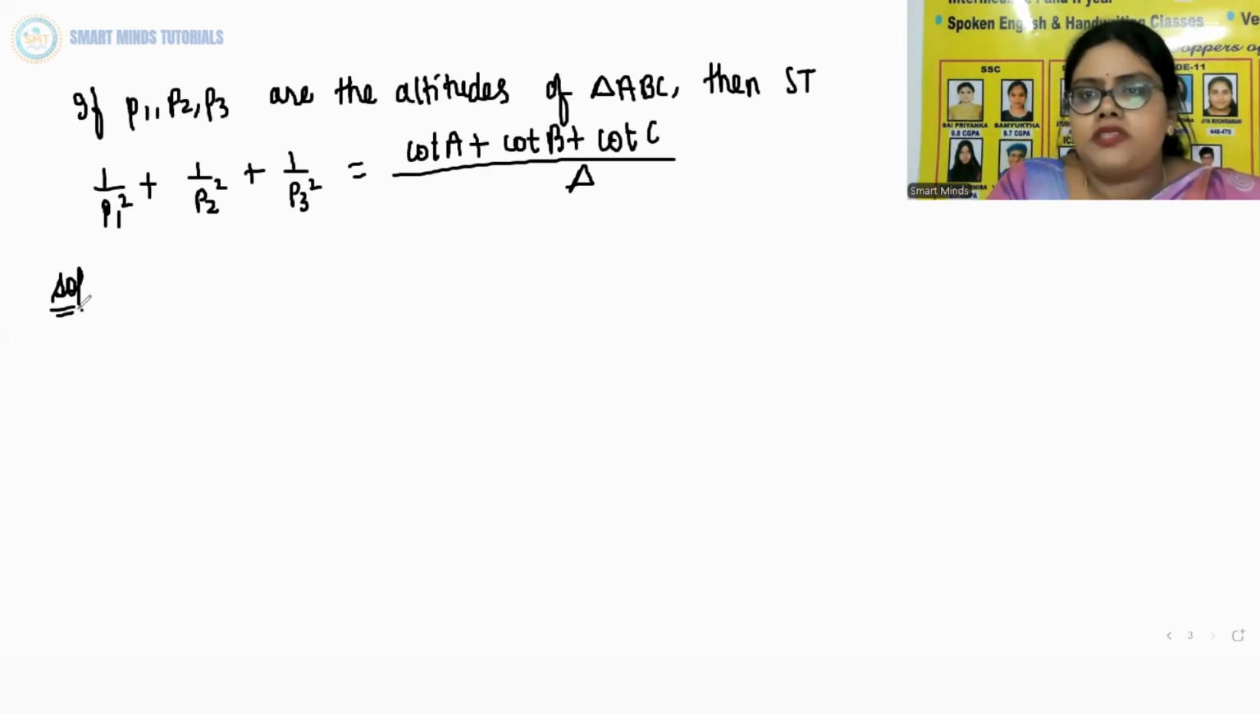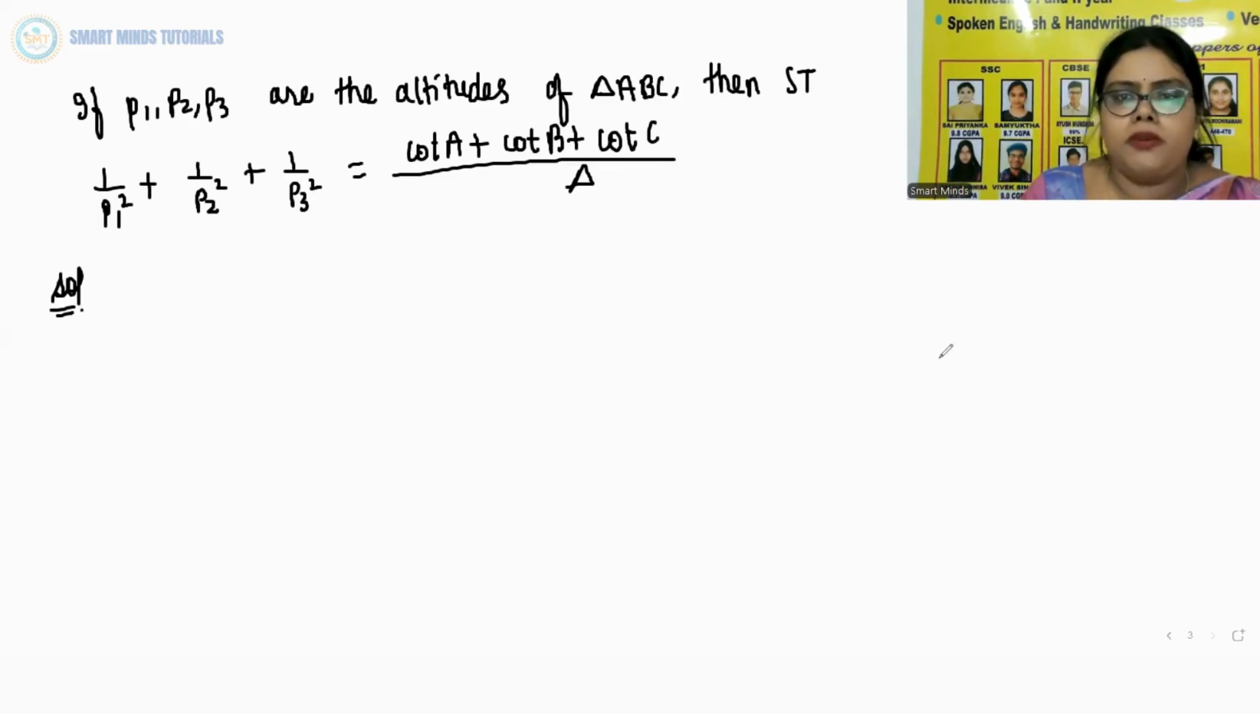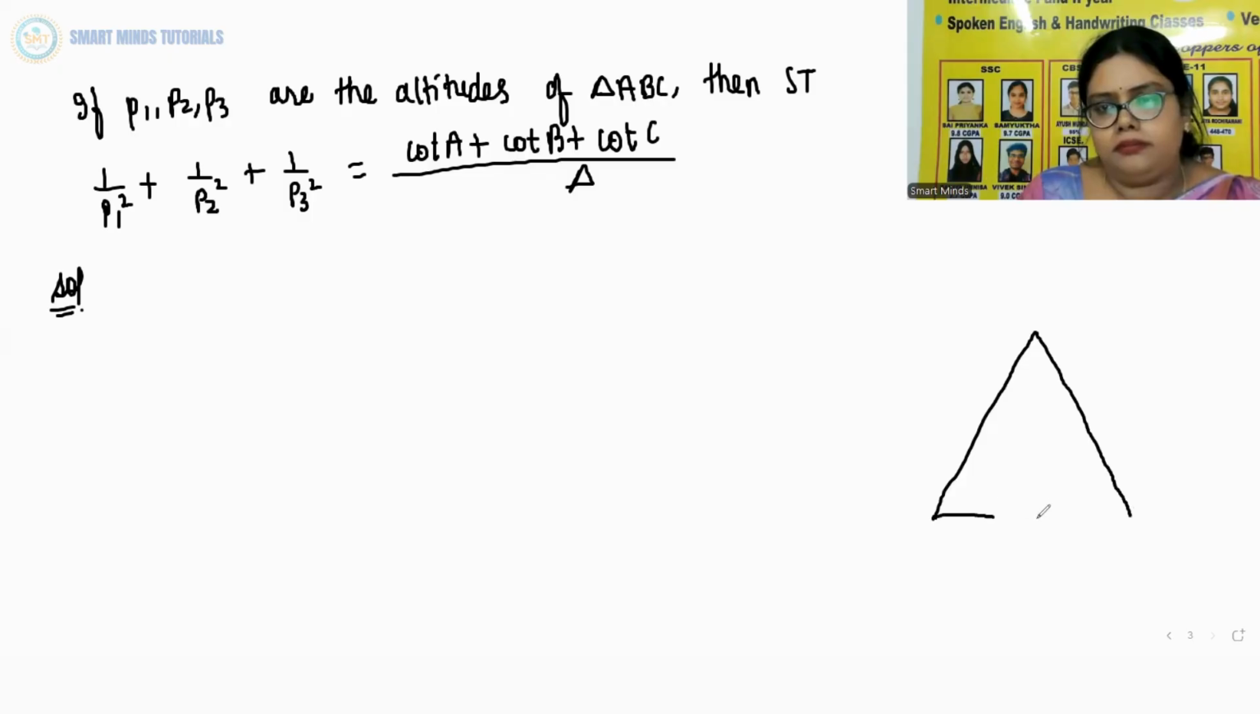Now take this question. This is very, very important. These P1, P2, P3 model problems are very important. So the question is, if P1, P2, P3 are the altitudes of triangle ABC, then show that 1 by P1 square plus 1 by P2 square plus 1 by P3 square is equal to cot A plus cot B plus cot C by delta. So whenever these P1, P2, P3 problems are given to us, first we will draw a triangle. Then we will drop the perpendiculars from each vertex.